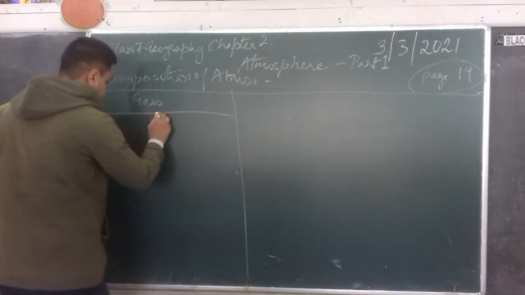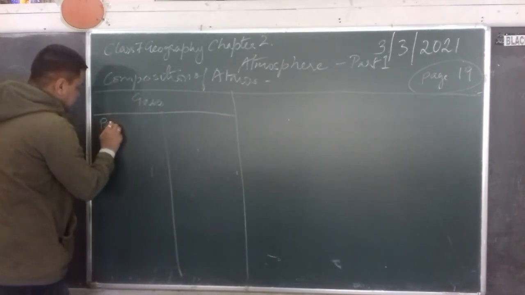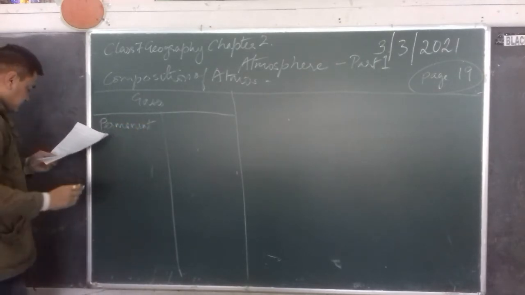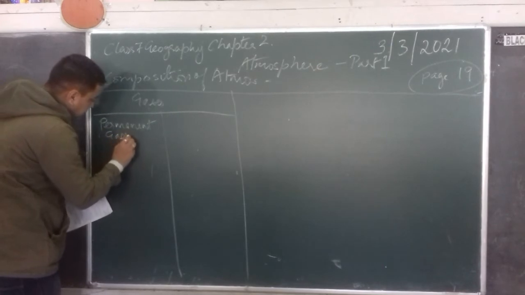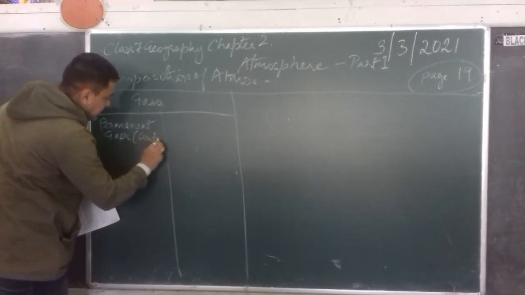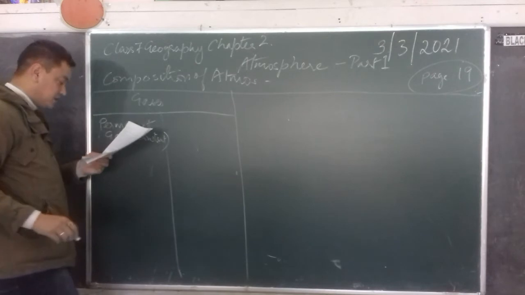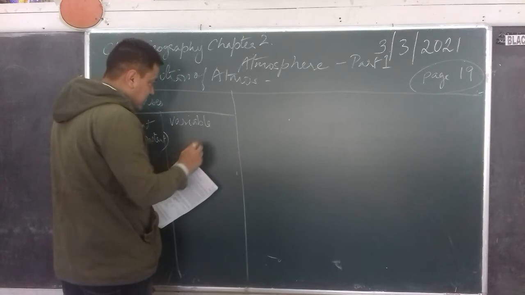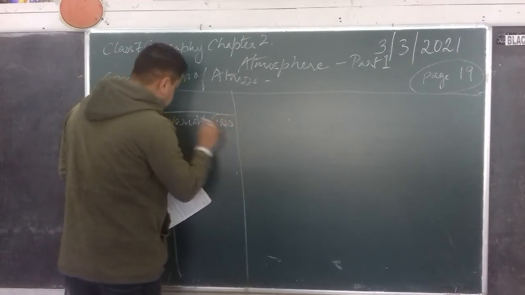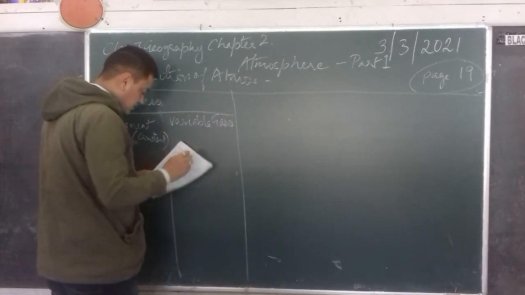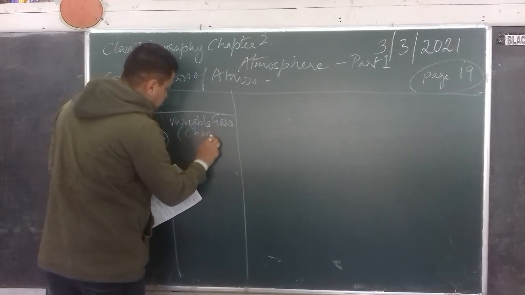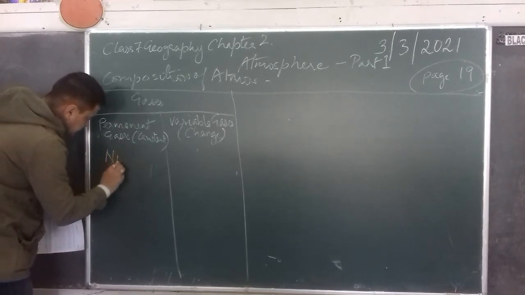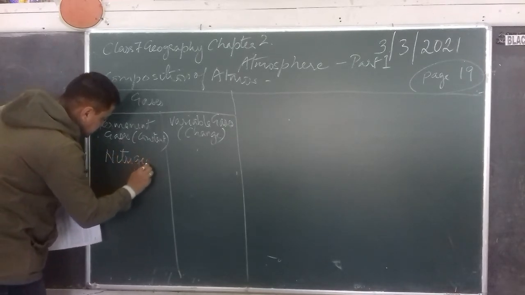Now what kind of gases is it made of? It is made of permanent gases, which are also known as constant gases, C-O-N-S-T-A-N-T, which I'll send you in the PDF also. And they are also known as variable gases. So there are two types of gases found in the atmosphere, variable gases and permanent gases, known as changeable or change. Now what are in the permanent gases? Nitrogen is a permanent gas, which is 78%.